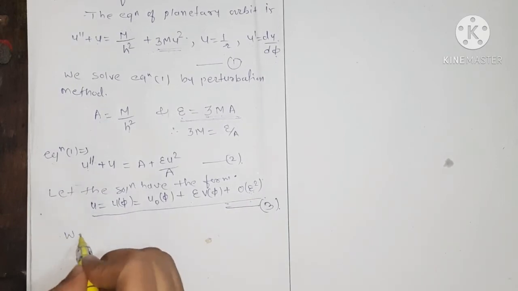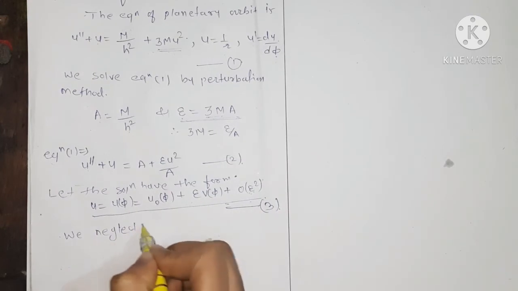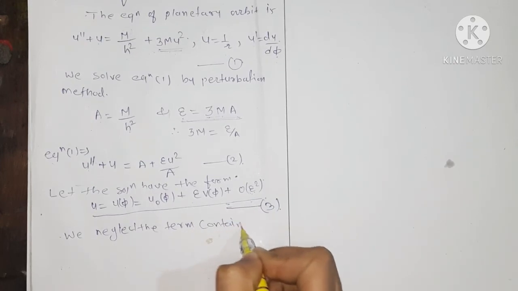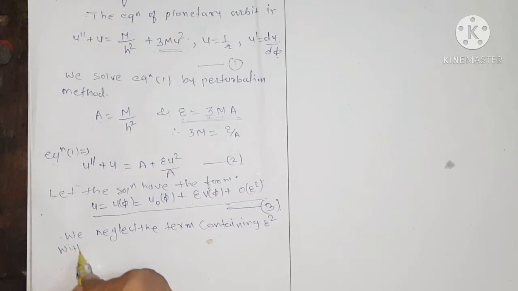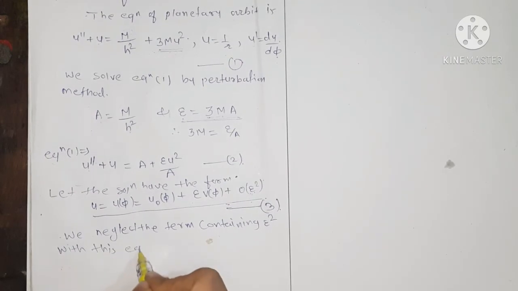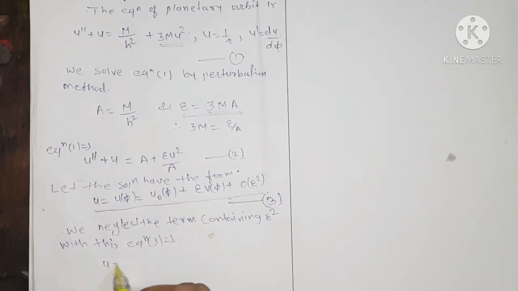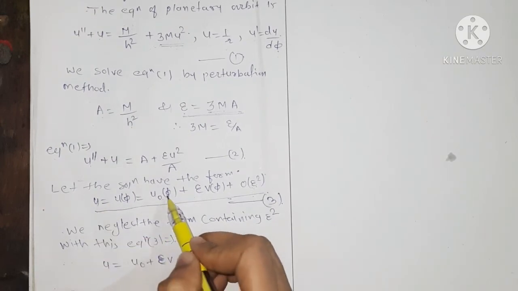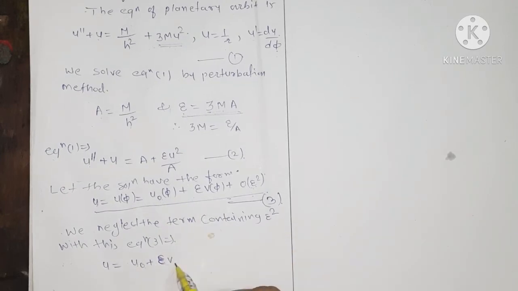Therefore if we neglect the term containing epsilon square, with this equation 3 implies, okay, so equation 3 becomes u equals u0 plus epsilon v. We are simply writing u equals u0, we know that it depends on phi, we are writing simply as u0 plus epsilon v.